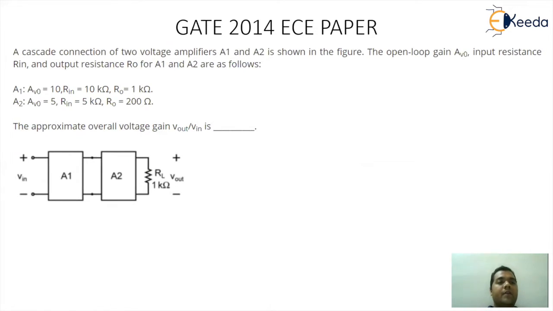Now this is from the GATE 2014 EC paper. Let's have a look at the question. The question is, a cascade connection of two-stage voltage amplifiers A1 and A2 is shown in the figure. The open loop gain AV0, input resistance Rin, and output resistance RO for A1 and A2 are as follows. For A1, AV0 is equal to 10, Rin is equal to 10 kilo ohm, RO is equal to 1 kilo ohm.